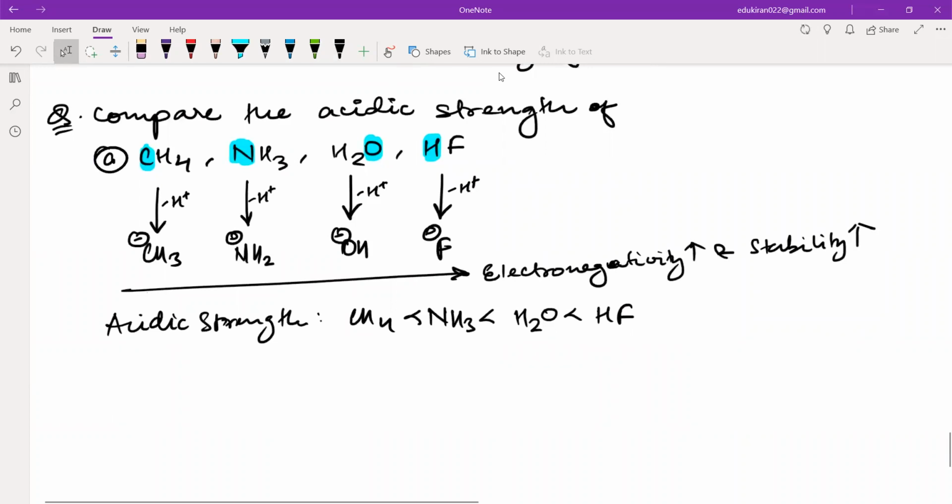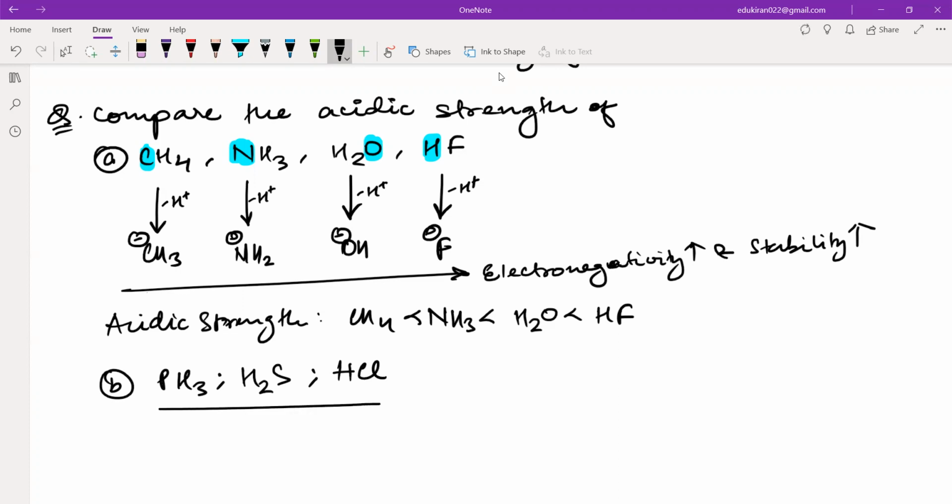You can also compare between PH3, what is after phosphorus, sulfur, H2S, and also HCl. So in this case also, if I go rightwards, then the electronegativity is increasing, and hence the acidic strength will be like this. Okay. So write this down. Let me know if you're done.